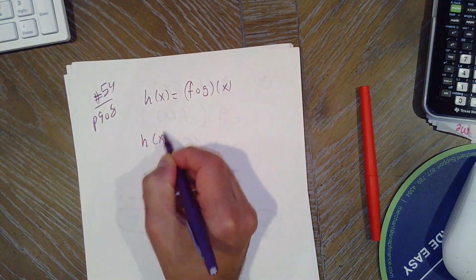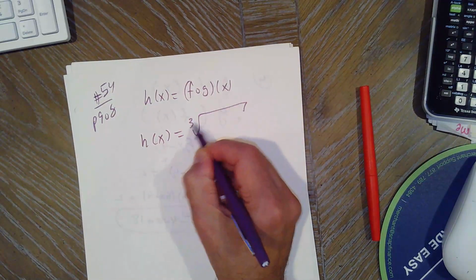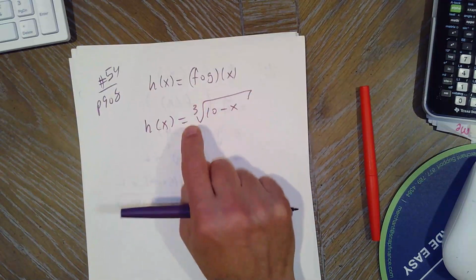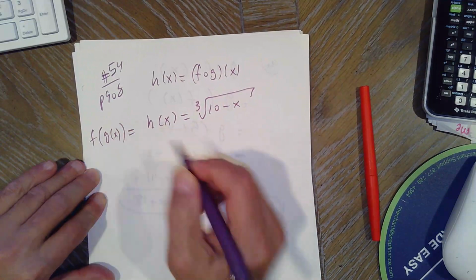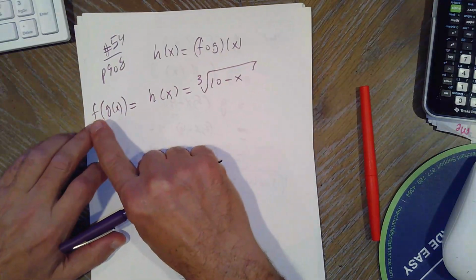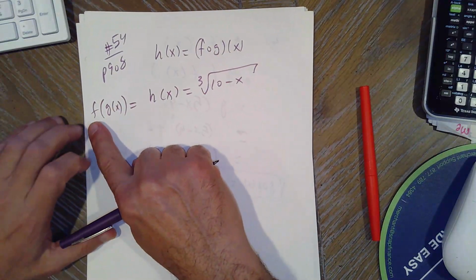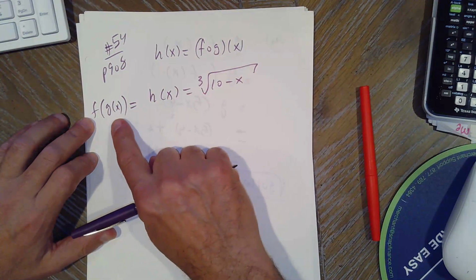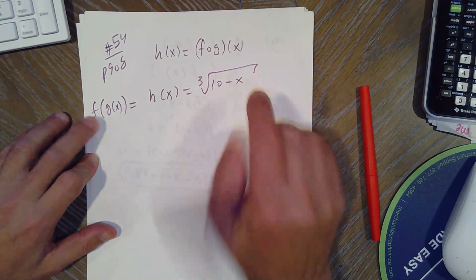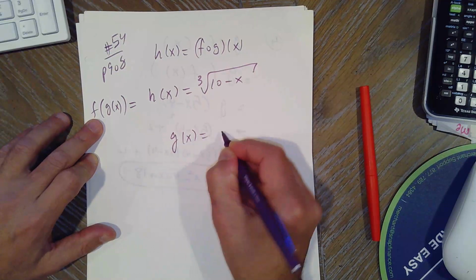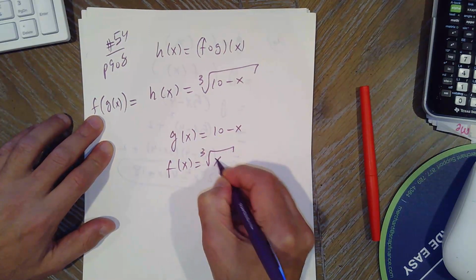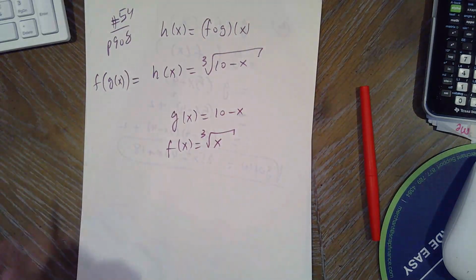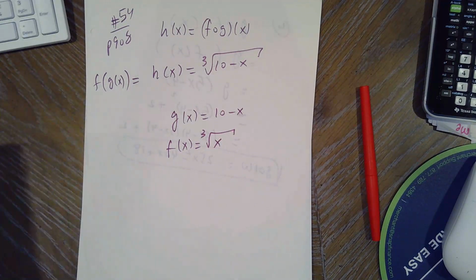So h of x is the cube root of 10 minus x. They want us to do, h of x is f of g of x. And what is g and what is f? So g is the inner, f is the outer. That's how you should look at it. G is the inner, right? F is the outer. Inner is 10 minus x, so g of x is 10 minus x. F is the outer, so it's the cube root of x. And when you do the composite of f and g, it's going to give you the cube root of 10 minus x.